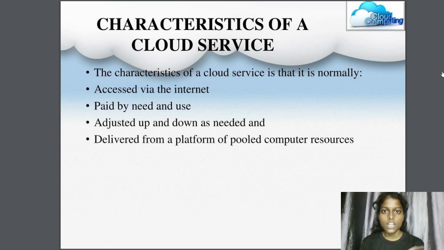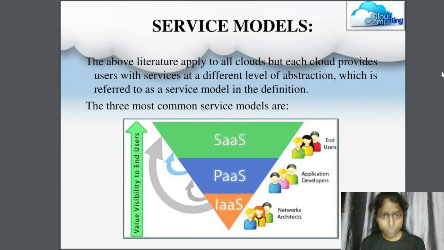For example, firstly for whatever you use, you want 15 GB of storage, then later on after some days pass you just want 300 GB. Again it can be scaled up. Again if you say no, I just want 1000 GB, again it can be scaled up. So it can be adjusted up and down as needed, delivered from a platform of pooled computer services. The above literature applies to all clouds, but each cloud provider offers services at a different level of abstraction, which is referred to as a service model.